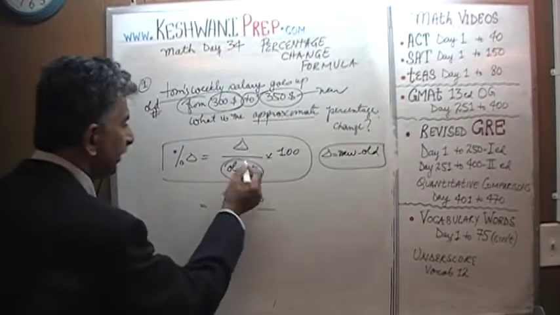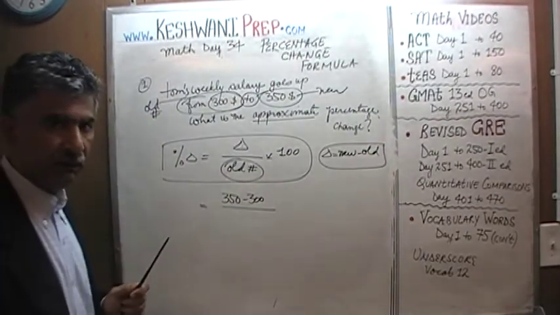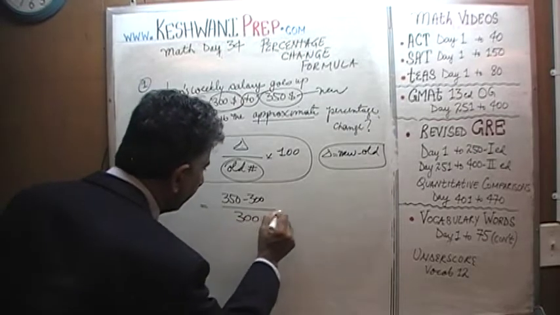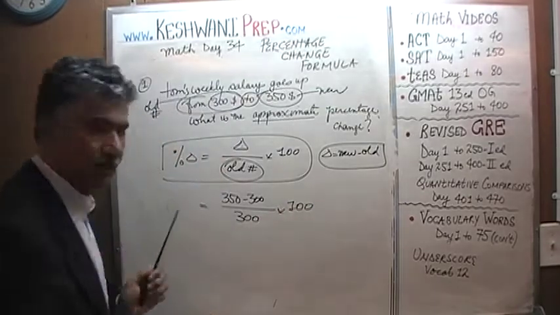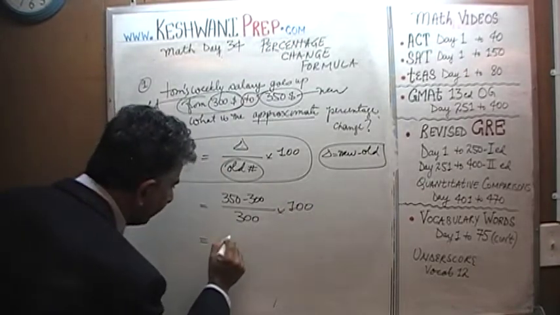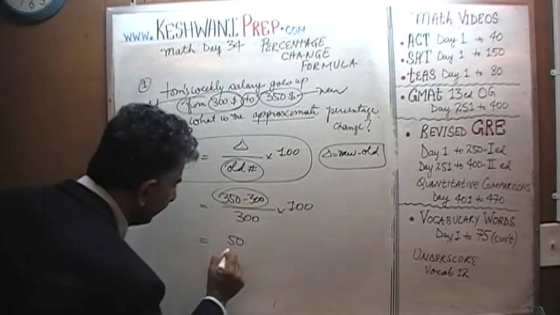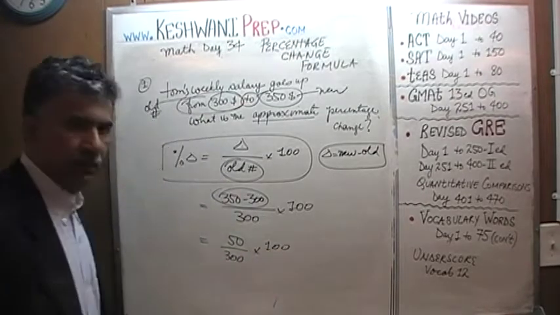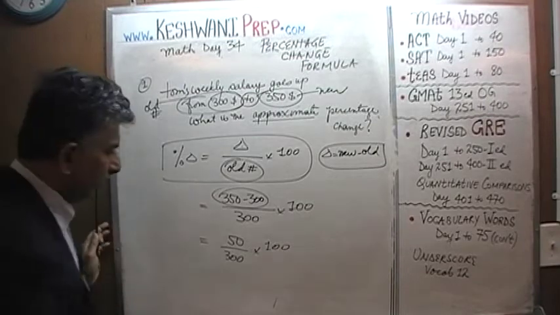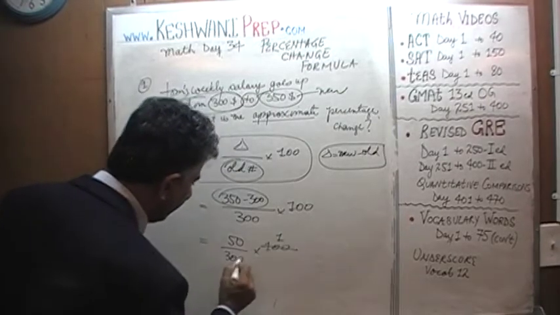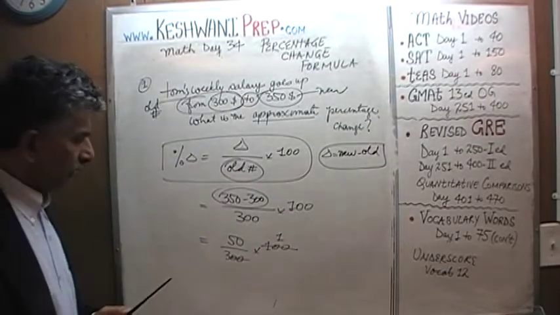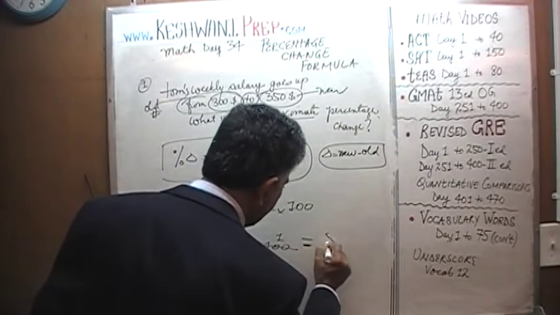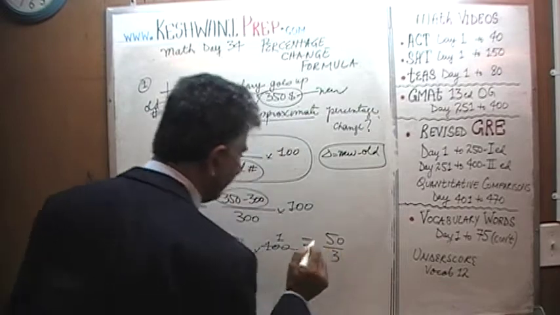Divided by the old number, the number that we started out with, the initial quantity, the beginning quantity, and that quantity is 300, times 100. And that's it, we're almost done. We end up with a 50 on the top. The change is 50 over 300 times 100. If we divide top and bottom by 100, this 100 is going to drop out, it becomes 1, and we can drop out the two zeros. So it turns out that the percentage change is 50 over 3.